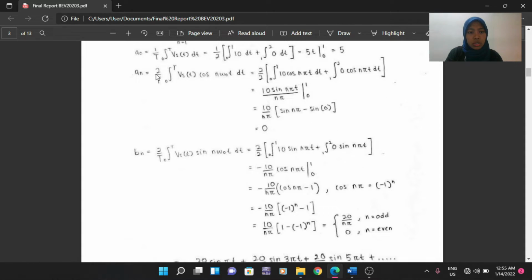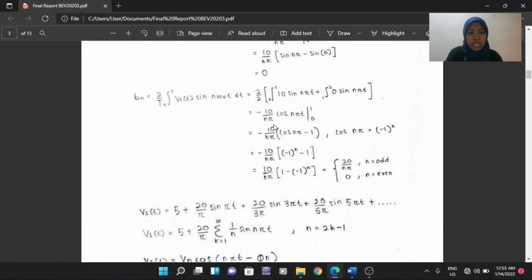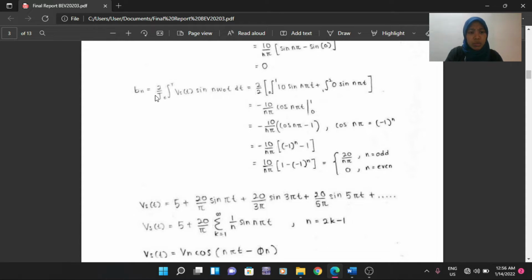and then we use the formula of an equal to 2 over T integrate from 0 to T v(t) cos n omega t dt and then we substitute the value of T with 2 and we integrate, we got the value of an is 0 and lastly for the bn we use the formula of 2 over T integrate from 0 to T v(t) sin n omega t dt and we substitute the value of T with 2 and after that we got the answer is negative 10 over n pi (cos n pi minus 1).